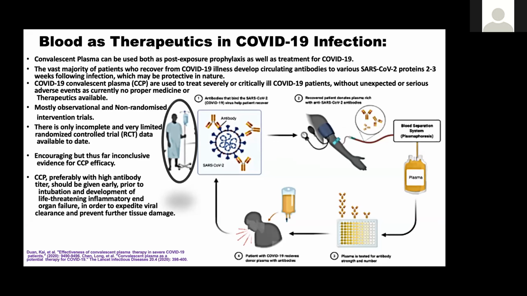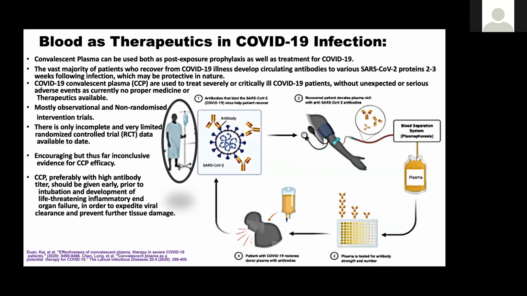As we know, in the case of COVID-19, there is currently no vaccine or therapy available. So blood can also be used as a therapeutic target. Convalescent plasma therapy can help in prophylaxis as well as treatment. Previously, it has been used in the Spanish flu, polio, Ebola, rabies, etc.